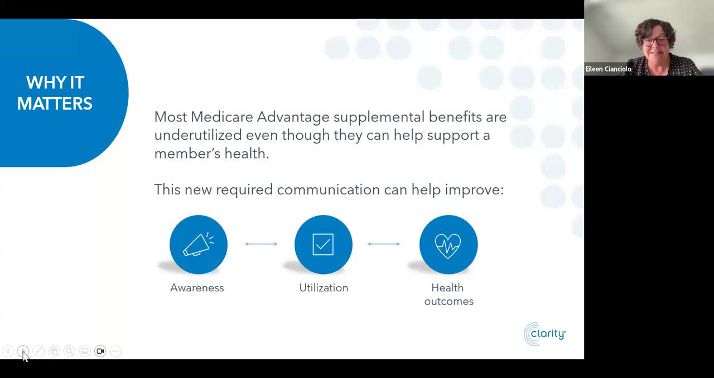So why, again, why does it all matter? Well, supplemental benefits are absolutely underutilized. They can help individuals with their quality of life. And so it's a new requirement that's coming. We're all going to have to do it. None of these don't look like they're going to change. Who knows? There's a lot of change going on right now, but right now these are requirements and these are the dates that are in place. And so don't wait. Get on it right away so that you make sure that you're making the most of this opportunity that you can to touch your members. So with that, next slide.